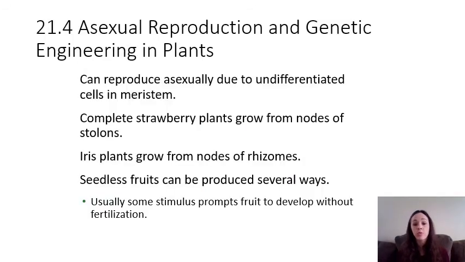Next, we'll move on to section 4 of chapter 21, which covers asexual reproduction and genetic engineering in plants. Plants, just like some cells and animals, can reproduce asexually. If you wanted to plant a bed of tulips, irises, or gladiolas in your garden, you wouldn't want to plant seeds, but instead you would rely on bulbs, rhizomes, or corms and grow the plants asexually. Other plants, like the strawberry plant, can grow from nodes on a stolon, which are horizontal stems. Seedless fruits can be produced in a variety of ways, but generally require some type of stimulus. In agriculture, seedless fruits are desirable for plants that have hard seeds, like bananas and pineapples.